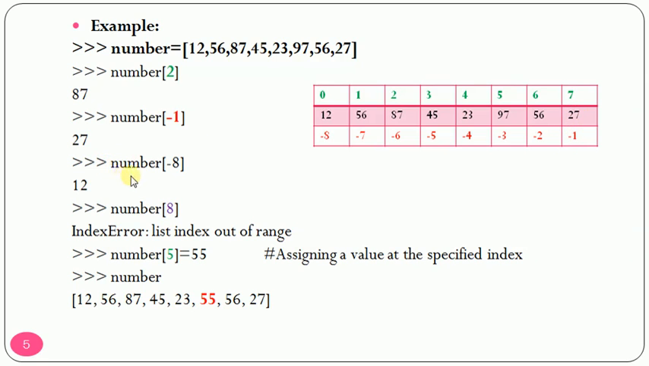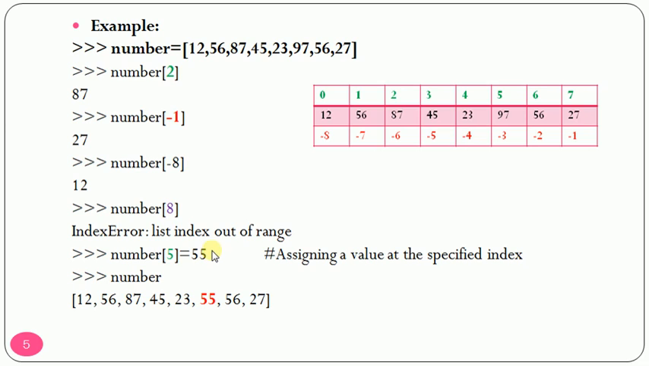Now next one, num[-8]. -8 is a backward index, that is denoting this 12. So it will output this 12 here. Now I am trying to access num[8]. Is there any forward index with 8? No. So it is going out of range, so it will generate an index error.